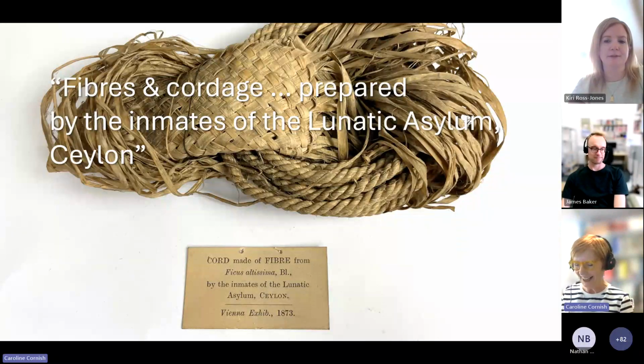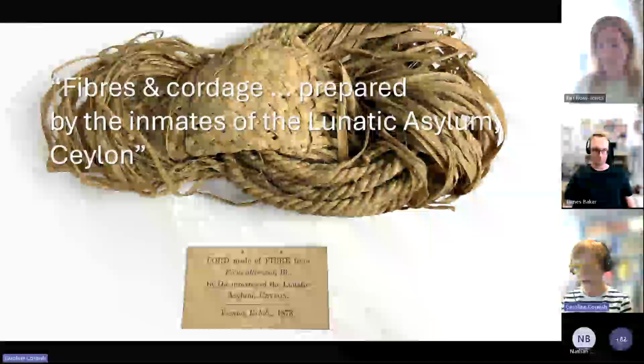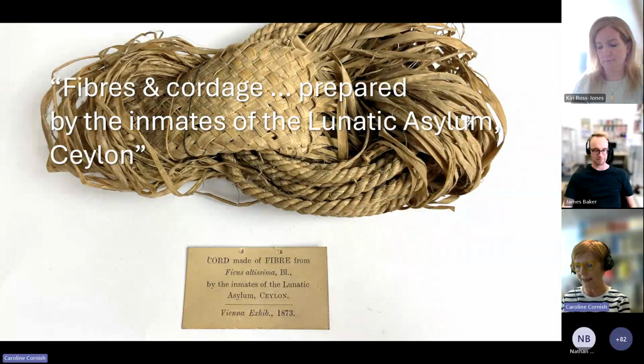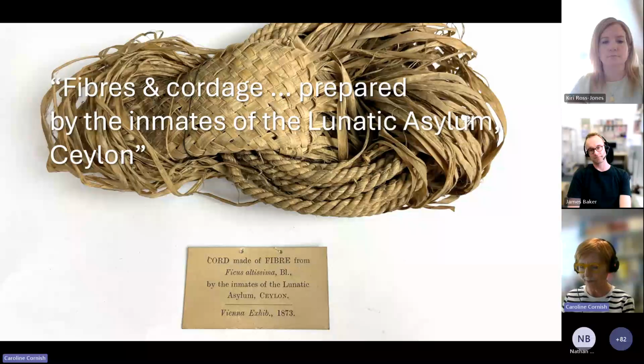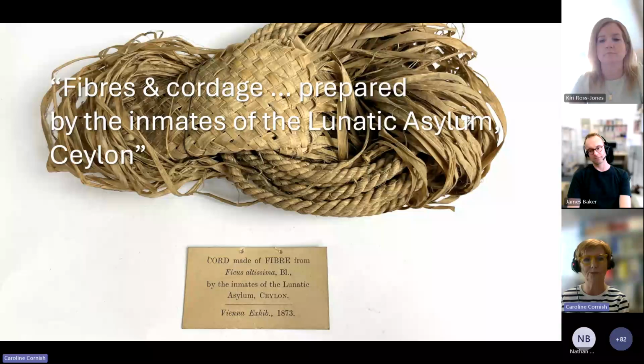Yeah, cool. Okay. Fibres and cordage, and this of course is a direct quote from the records. These are not my own words. Fibres and cordage prepared by the inmates of the lunatic asylum, Ceylon. So this object, EBC 43279, cord made from the fibre of Ficus altissimus, consists of a length of plant fibre twined into rope at one end and partially woven at the other. And it's arguably among the more modest of the 100,000 objects to be found in the economic botany collection at Kew.